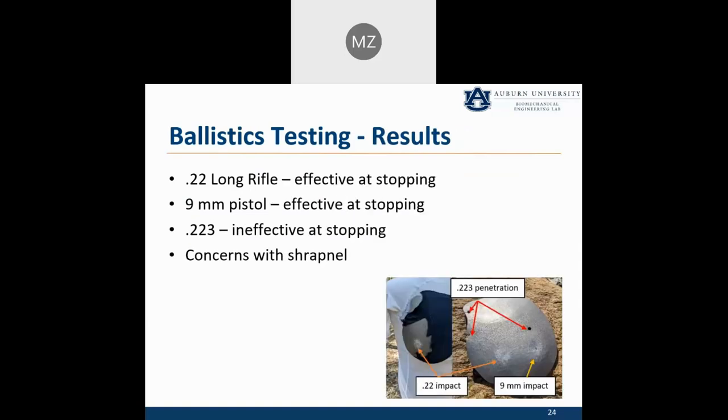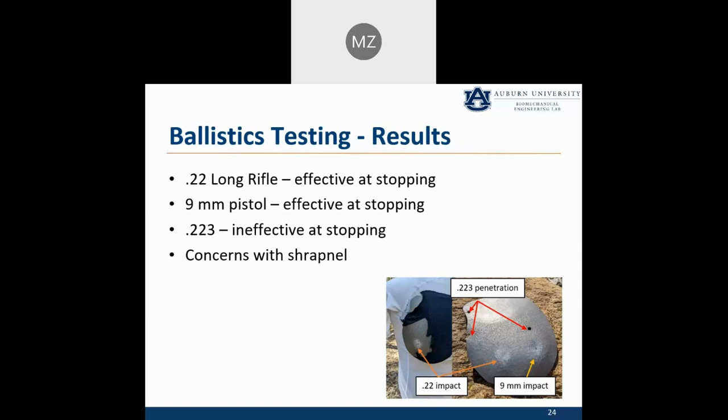Well, here's what we saw. The 22 long rifle, the 3D printed plate stopped the round. It also stopped the 9mm round. It was wholly ineffective at stopping the 223, perhaps unsurprisingly. And we learned a lesson. That lesson was that you can't just stop the round, you have to catch the round, because even with the 22 and the 9mm rounds that were stopped, shrapnel was dispersed circumferentially around where the impact occurred and up into the bottom of the jaw and the throat of our good friend Bob. So again, stop the rounds, but of course that's not all that's required.